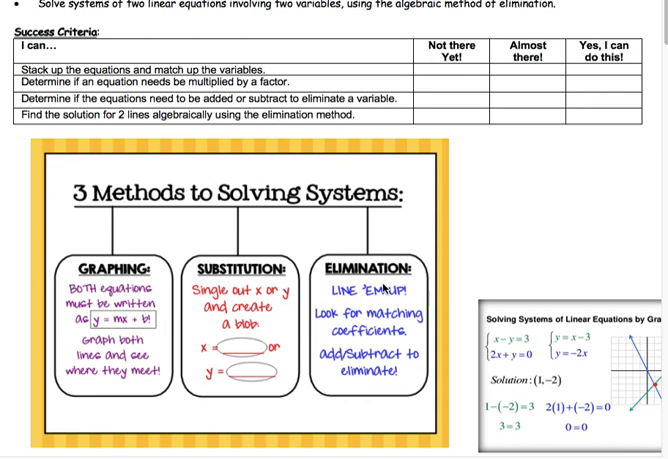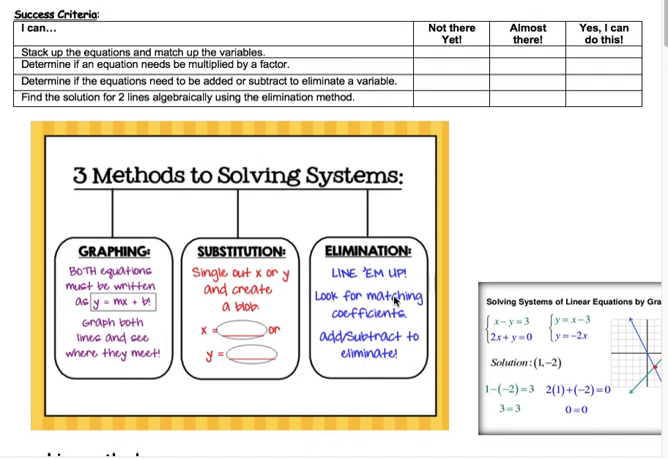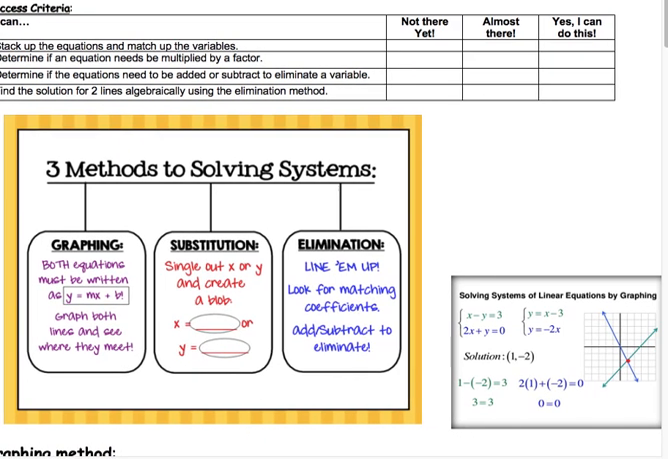You're going to line them all up, all the x's, all the y's, all the constants, and then you're going to add or subtract to eliminate one of the variables. So it's like substitution, but a slightly different start to the method. But then the rest of the method looks the same. So you have your note here.